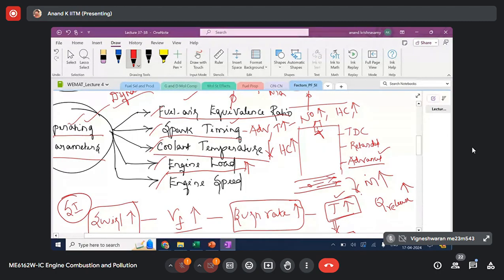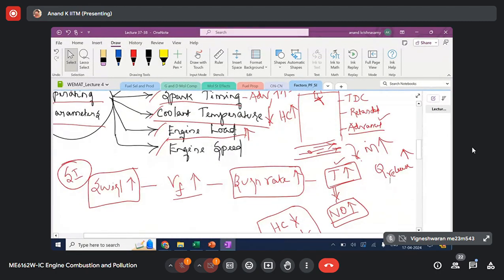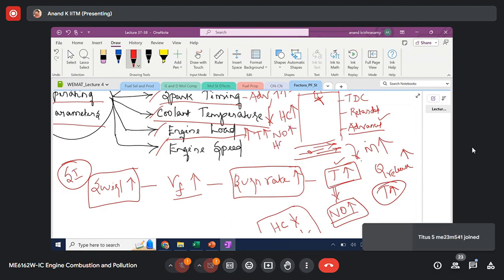When the heat release is high, what will happen to temperature? Temperature is high. So higher the load, the immediate effect is higher the temperature. So obviously NO will increase, SC and CO will drop.